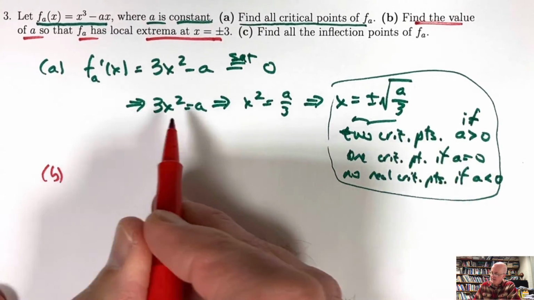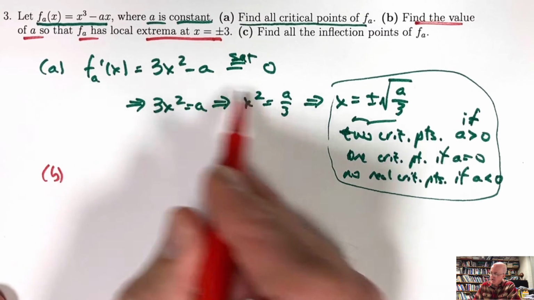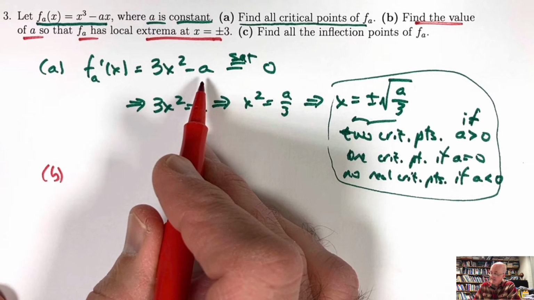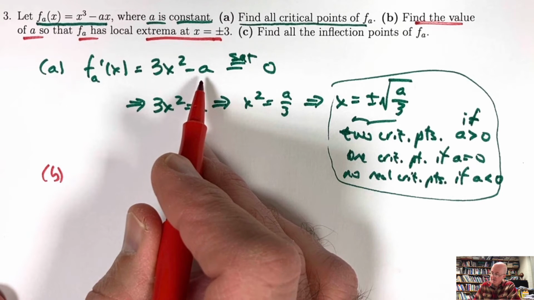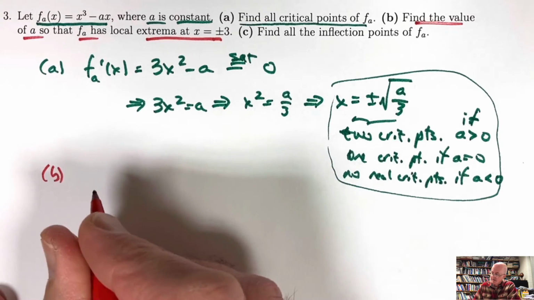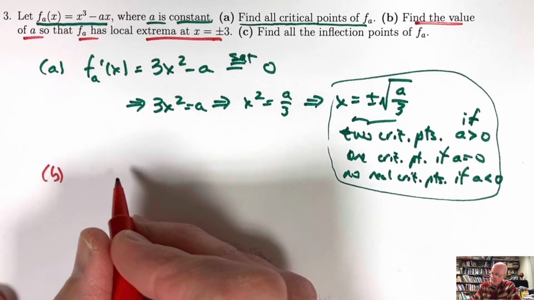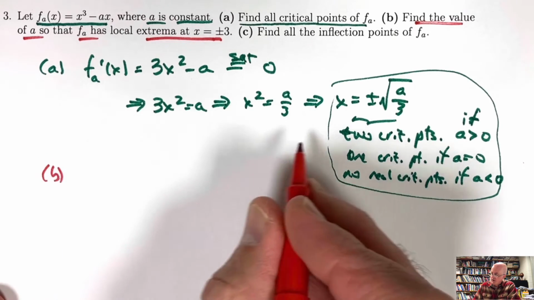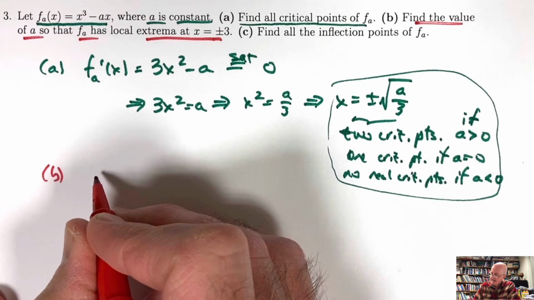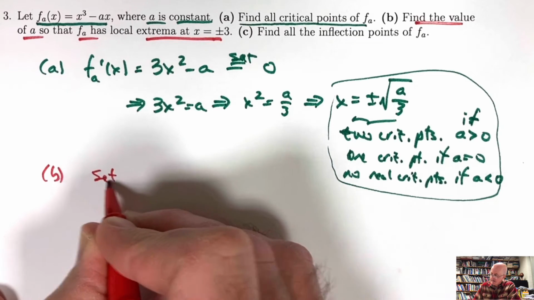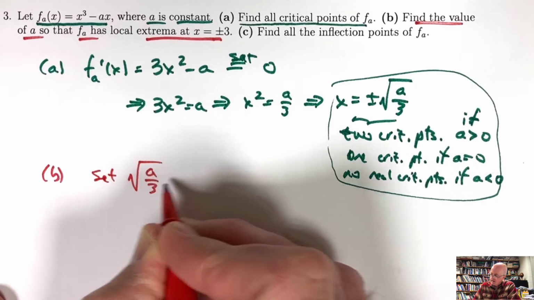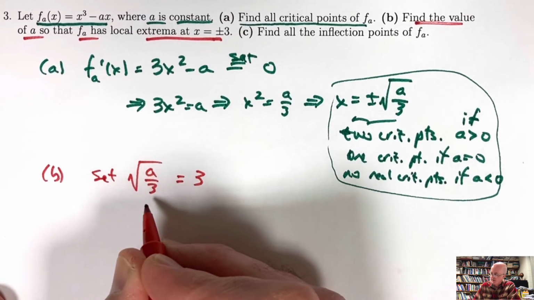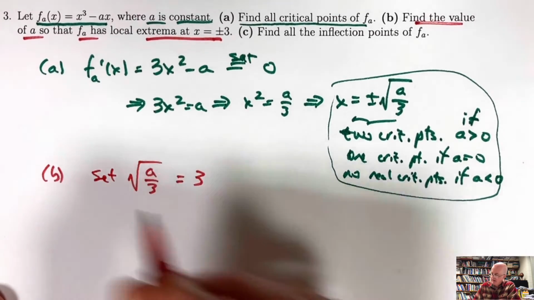And by the way, the first derivative will change sign. If a is positive, it'll change sign at the critical points. If a is 0, it does not change sign at the critical point. Let's assume we're in the case where a is positive. Well, that'll have to be the case if we have local extrema at this. So they're going to occur at plus or minus square root of 3, so we need to set square root of a over 3 equal to 3. And then we could also, in doing so, say that minus square root of a over 3 equals minus 3.